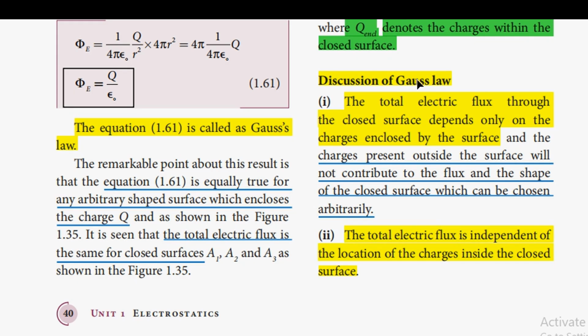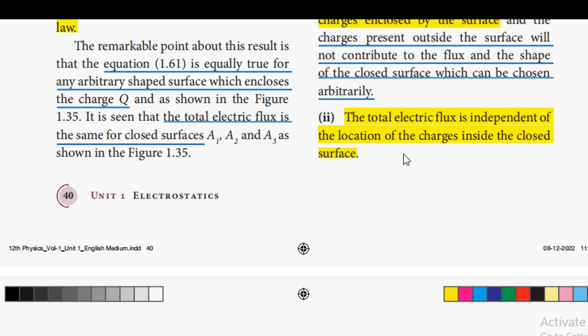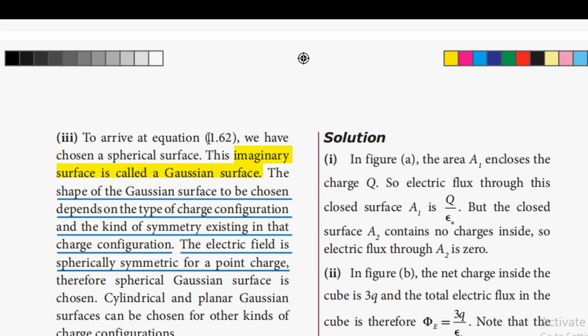Now, discussion of Gauss law. First case, the total electric flux through the closed surface depends only on the charges enclosed by the surface, and the charges present outside the surface will not contribute to the flux, and the shape of the closed surface can be chosen arbitrarily. The second case, the total electric flux is independent of the location of the charges inside the closed surface. And the third one is, to arrive at equation 1.62, we have chosen a spherical surface. This imaginary surface is called a Gaussian surface.